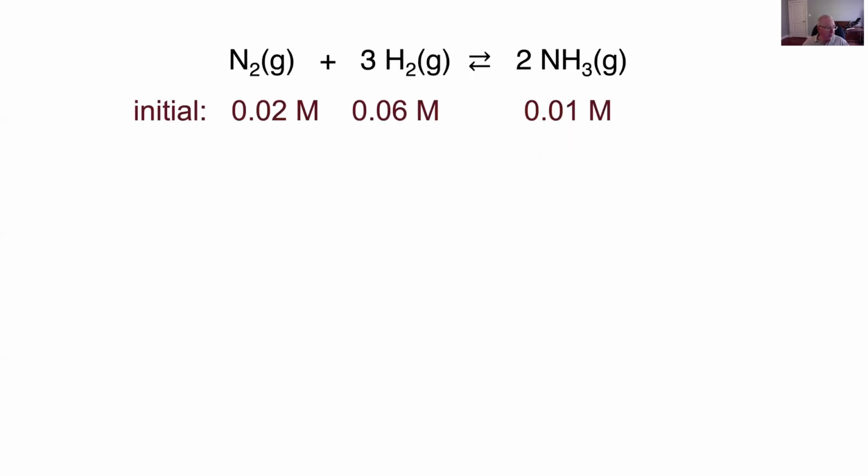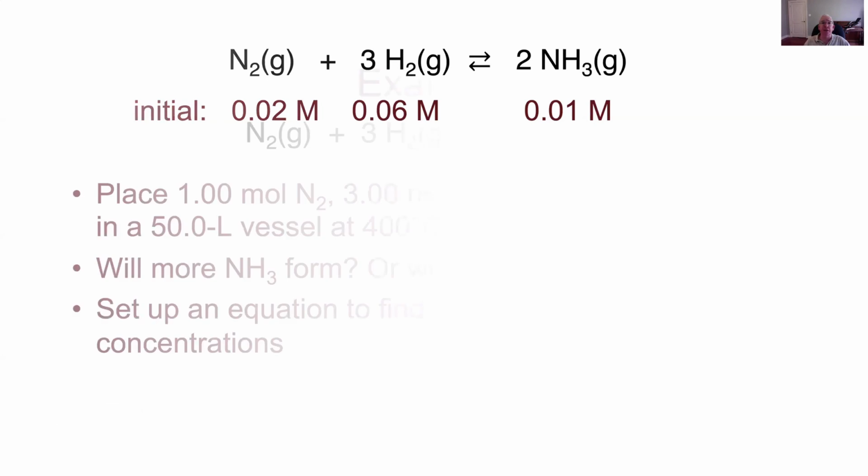So here are my initial amounts, right? The first thing I want to do is find out which direction this reaction is going to go. So I'm going to calculate my Q. Q is equal to what? The ammonia concentration squared, the nitrogen concentration, and the hydrogen concentration cubed. I guess I should say I did pop one thing in there between slides.